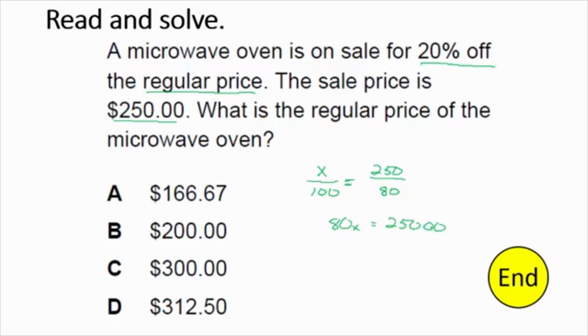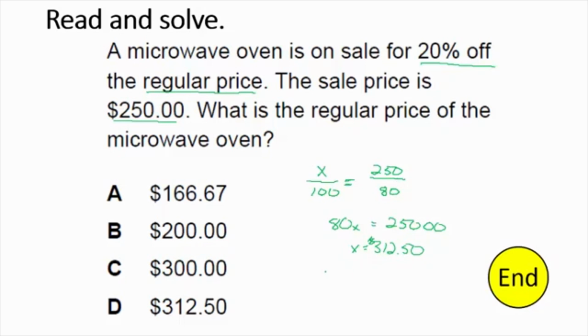Grab your calculator. 25,000 divided by 80 comes up to X equaling $312.50. Now, when I get through with this, I go, does that answer make sense? If I had a $312.50 microwave and I took off 20%, would it get me down to $250?